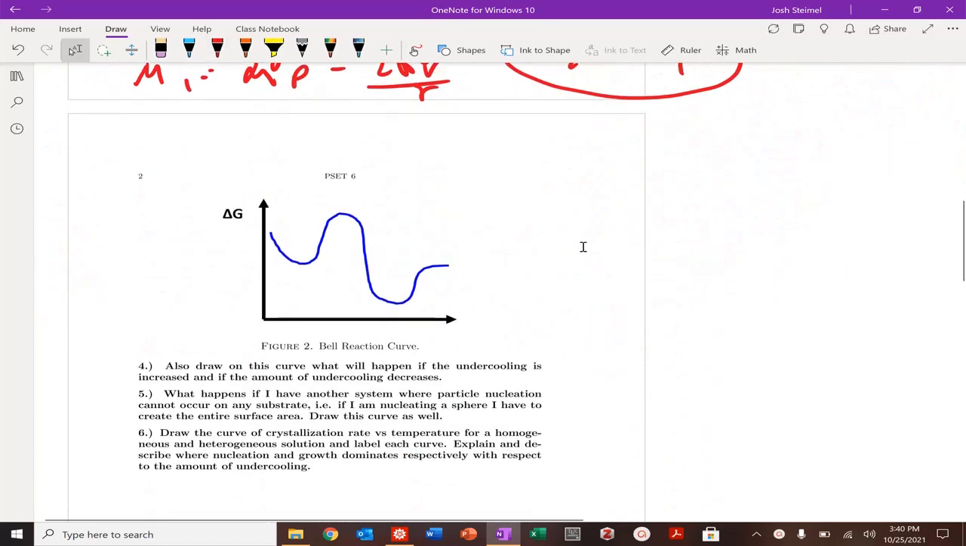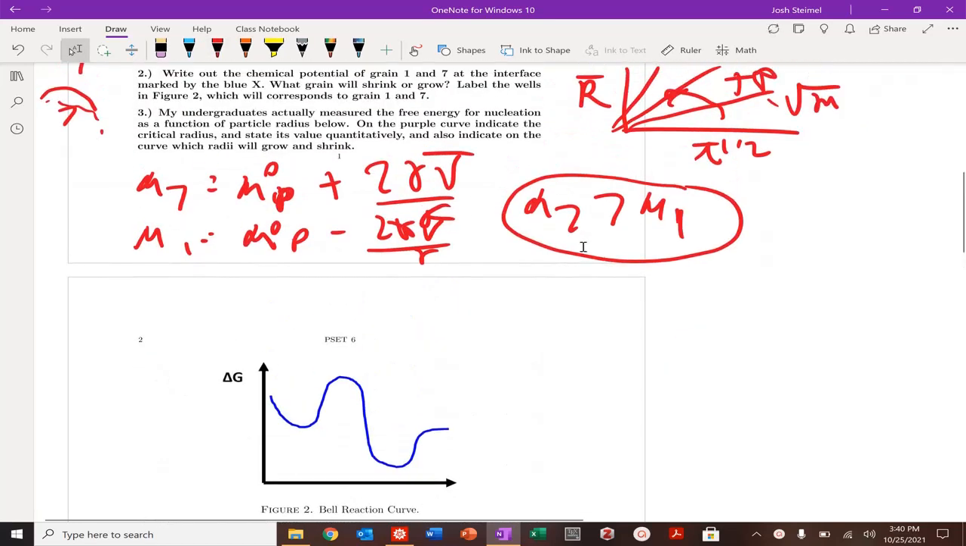So where are the atoms going to move from? They're going to move from 7 to 1. They want to jump over this little hill, not this big hill.